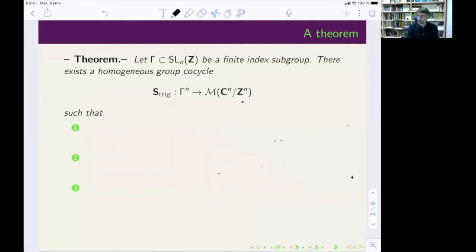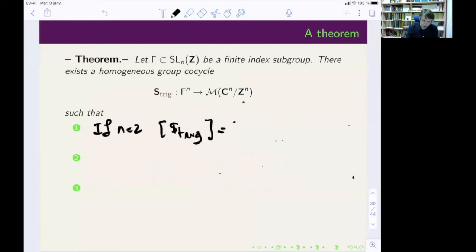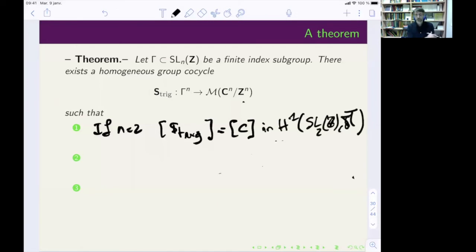The first statement is that the class, if n is equal to 2, the class of S trig, if you consider it modulo the constant in the image, is really the same as the class of the map C we have considered in H1 of SL2Z with values in M bar. And in general, the class of S3 represents a non-zero cohomology class.